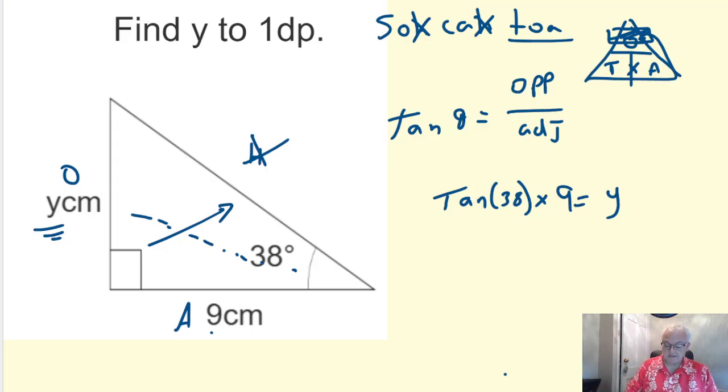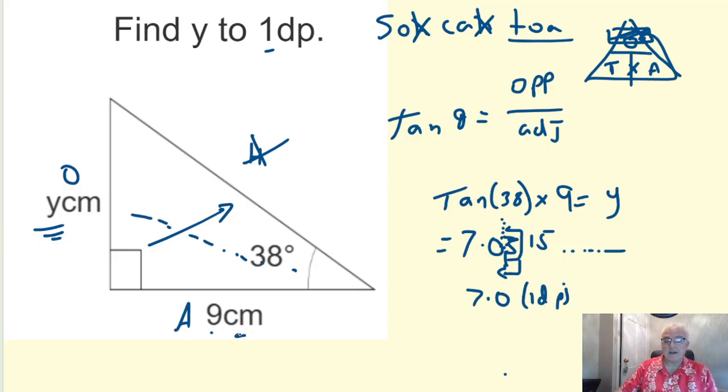So if I type into the calculator tan of 38 multiplied by 9 equals 7.0315 and a load of odd numbers. Now it wants it to one decimal place, so I'm going to round it at that point there. The 3 is going to round it down, so it would be 7.0 to 1 decimal place, and I'm in centimeters. So 7.0 centimeters to 1 decimal place.